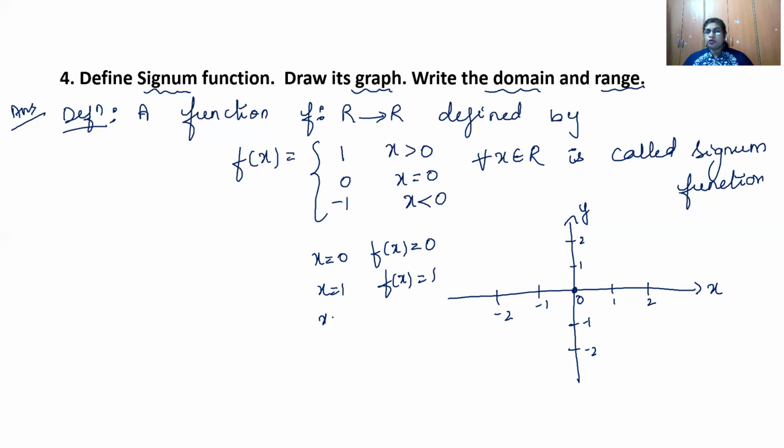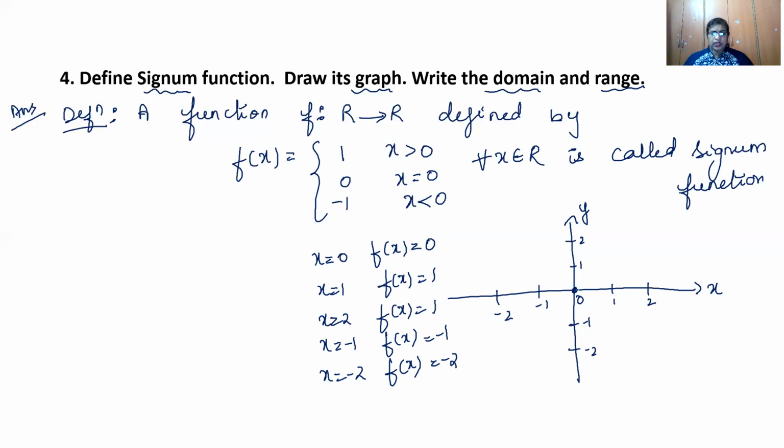When x is equal to 2, what is f of x equal to? It is also 1, because it is greater than 0, so the answer is equal to 1. Next, suppose I take x as -1, then f of x is equal to -1. When x is equal to -2, again it is a number less than 0, so f of x is also equal to -1. So let us plot this graph.